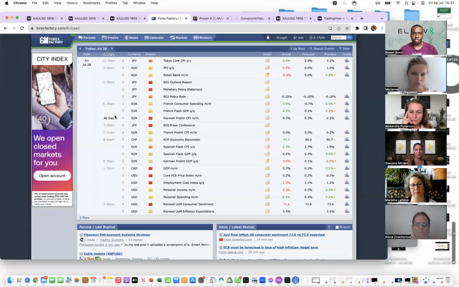And you need to check the day that we're currently on and then look at the time. This is UK time. It will tell you what news for the different currencies is on during that day.